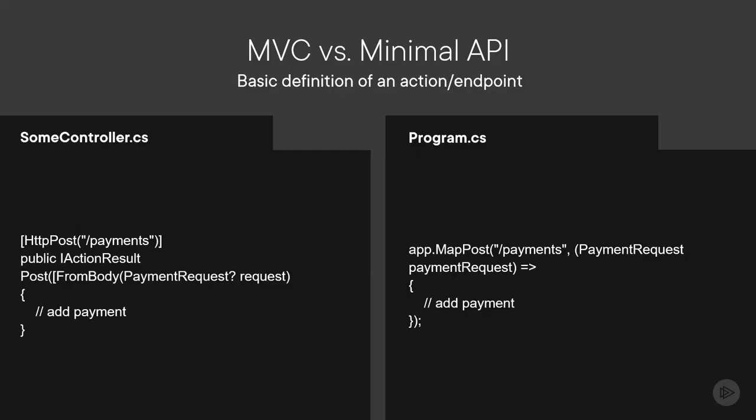As you can see, the basic configuration of an endpoint between MVC controllers and minimal APIs is very similar. In each case, we need to specify the method or verb, in this case post, and the route, in this case payments, that is going to be used by this particular endpoint. After that, we have a way to accept a model, in this case a payment request, and then ultimately we'll do the work that needs to go inside the body of the endpoint.